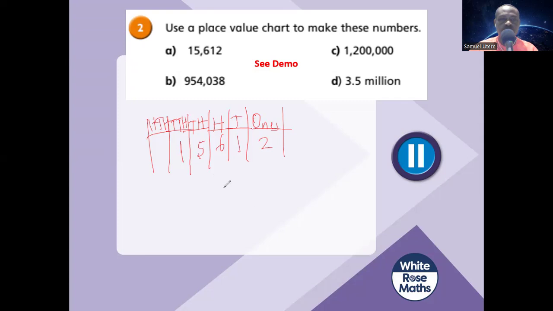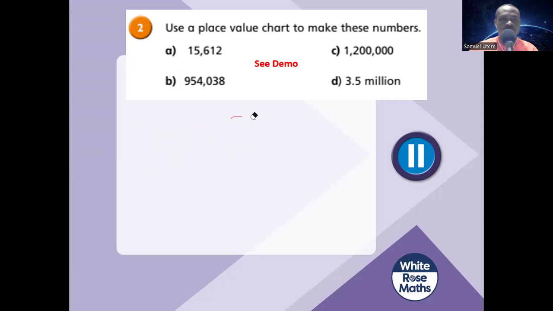15,612. So I'll just do this one and move on, but you should know how to use the place value chart and how to read your numbers when they are grouped in groups of 3. So if we want to read these numbers, this is 1,200,000. This is 954,038. And this is 3.5 million. Another way of saying 3.5 million is 3,500,000. Okay, let's move on.